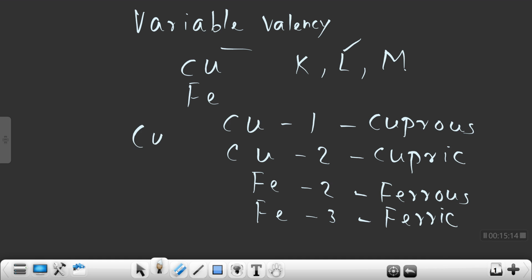Like, see, CuCl2, it is called cupric chloride.